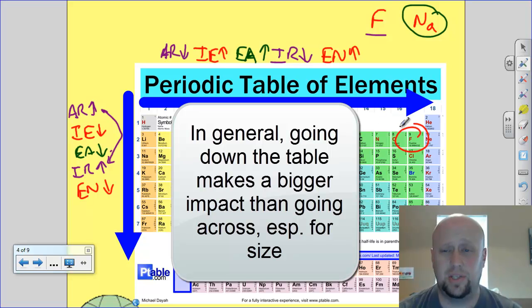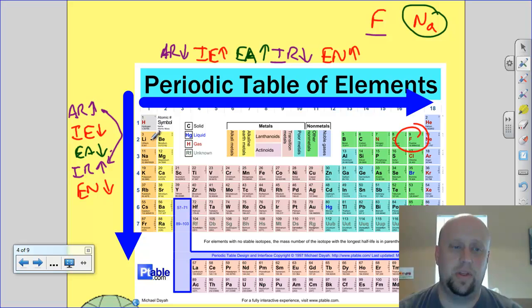And I know what you're thinking. You're thinking, but didn't you say atomic radius decreased as we went from left to right? It does, but going down the table matters a lot more than going from left to right. So keep that in mind as you're working all these out, and we'll work a bunch of examples in class. You just need to memorize those rules real quick, and they're pretty easy. Know what the words mean. Know how it changes as you go across the table.